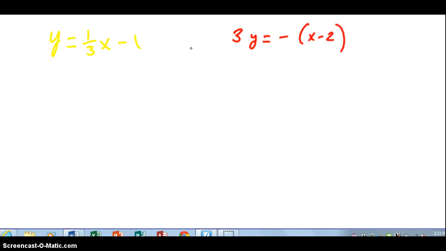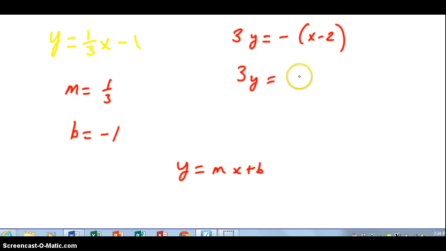Okay, now look at this. What's our formula we know? Remember our slope-intercept formula? What's my slope in this one? 1/3. So m equals 1/3, okay? What's the y-intercept? Isn't the y-intercept -1? Okay, good. Now, are these two written in the same form? Yes, except there's a 3 in front of the y. Right, so what do we do? Distribute.